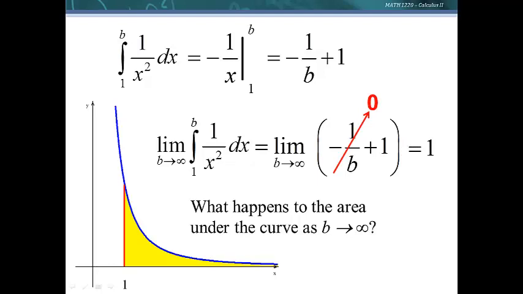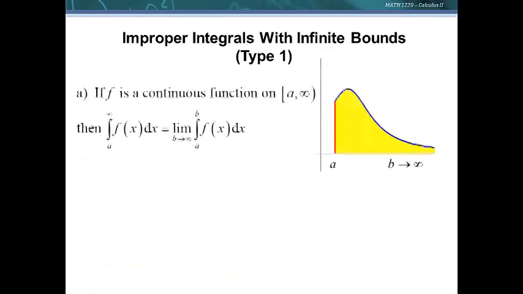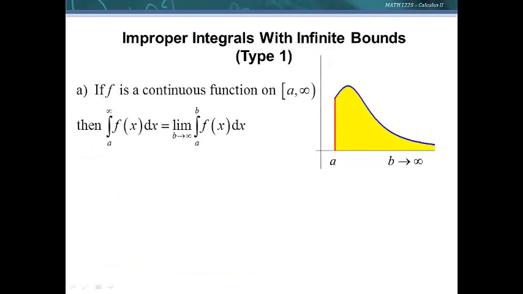Well, what does that tell me then? It tells me the area under the curve of this function from 1 to infinity equals a finite value. It equals 1. Let's summarize what we would be doing for these type 1 integrals, improper integrals with infinite bounds. In the case we just looked at, we have a continuous function on the closed interval from a to infinity. If the upper limit is infinity, we would replace it with b and then take the limit as b goes to infinity.